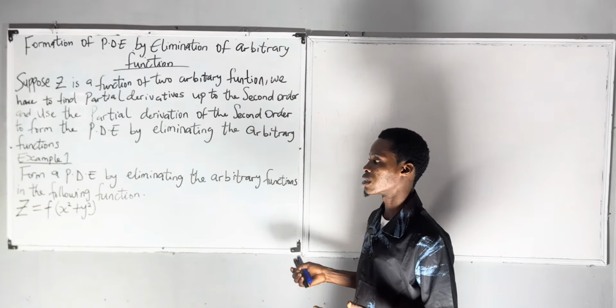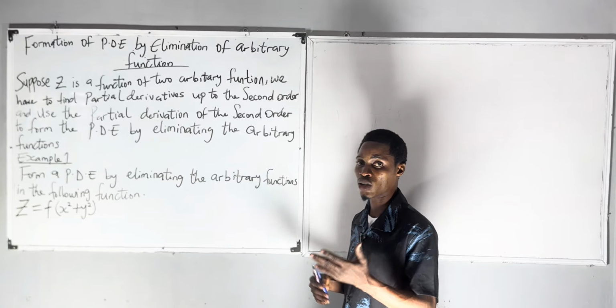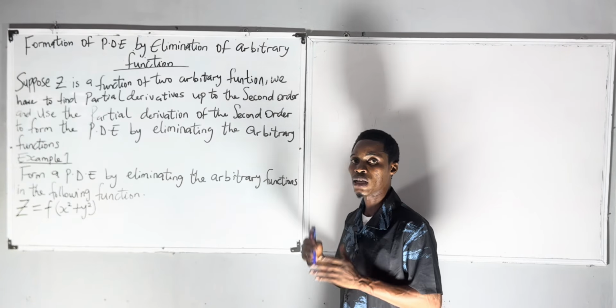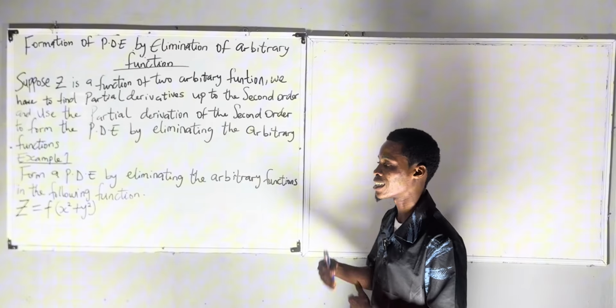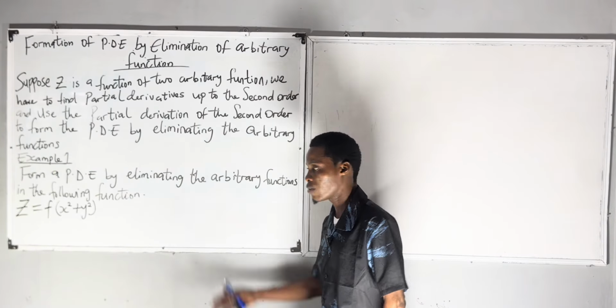If from the second order we are not able to get a new partial differential equation for the function, it means we are taking it up to a higher order. So I have example one here.